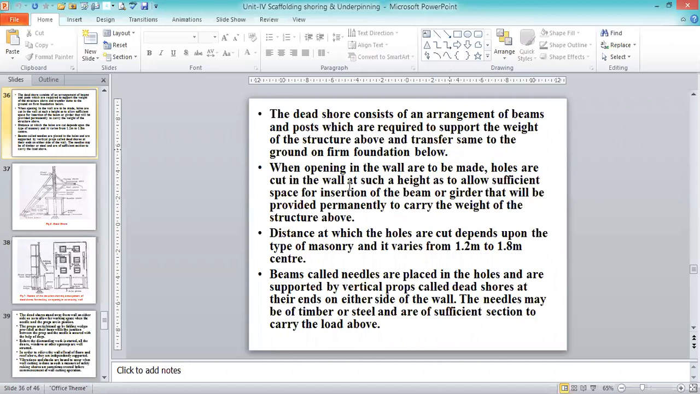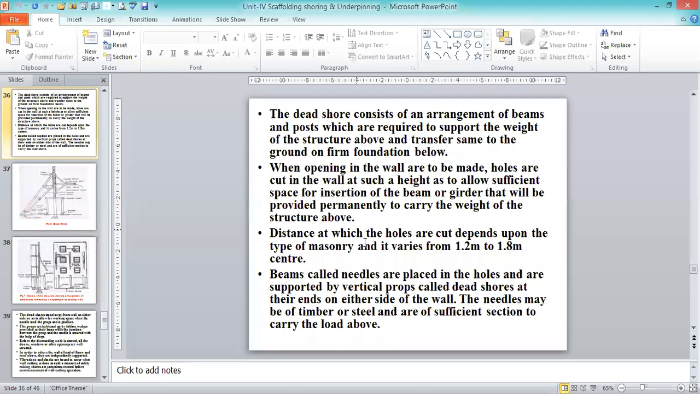When openings in the wall are to be made, holes are cut in the wall at such a height as to allow sufficient space for insertion of the beam or girder that will be provided permanently to carry the weight of the structure above. So the wall will be there, below that we are going to remove it, and the foundation will be rebuilt. That comes under dead shoring.